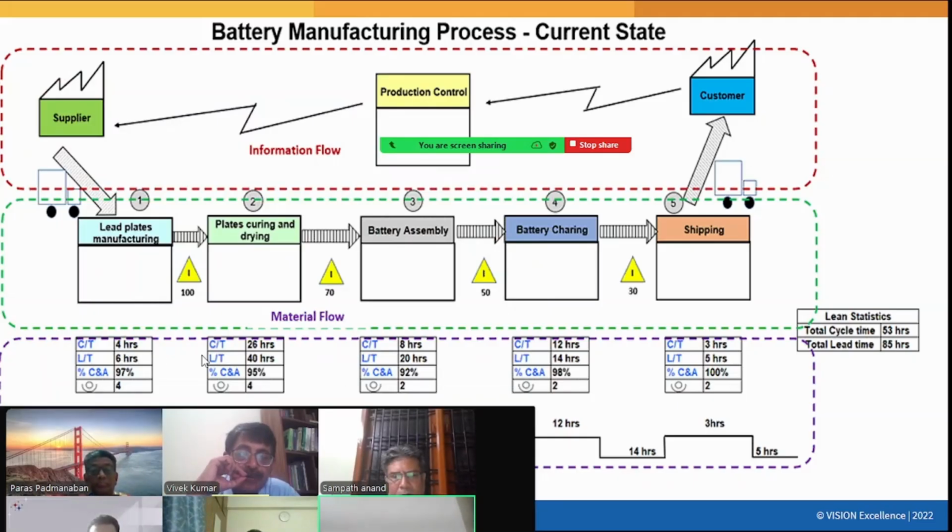4 hours plus 26 hours, 30 hours, plus 8 hours, 38. Plus 12 hours, 50 hours, and this 3. So 53 hours. The total cycle time, the total processing time, is 53 hours. And what is the total lead time?